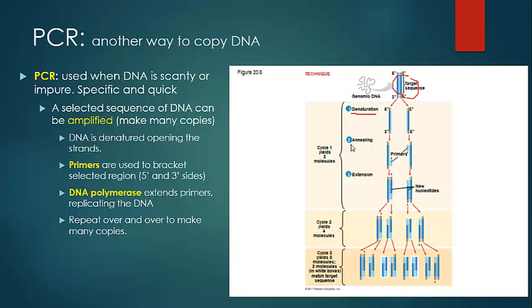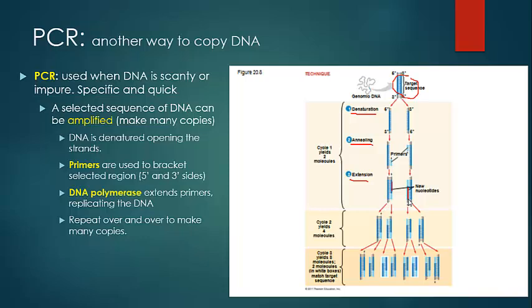The next step is called annealing. In the process of annealing, primers are going to be added. Once those primers are added, then we have our third step, which is extension. The enzyme DNA polymerase is added. Polymerase is going to come in and it's going to extend the primers, making the new strands of DNA.